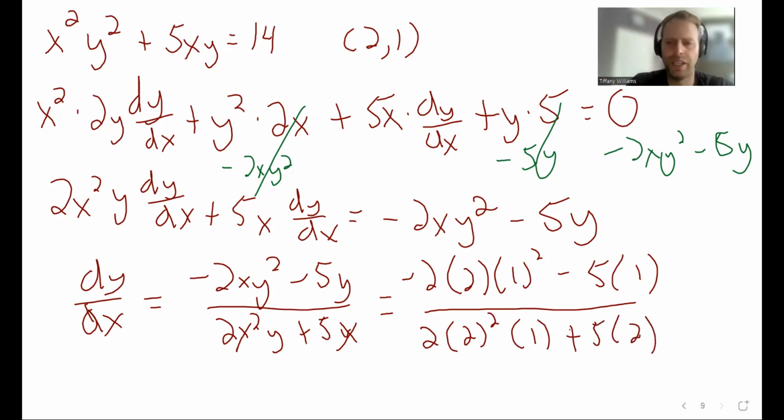Okay? And I'll let you do the math here. In the numerator, you would have got -9. And in the denominator, you should have got 18. So this should simplify to -1/2. So you should have got -1/2 out of this, if you did that math correctly.